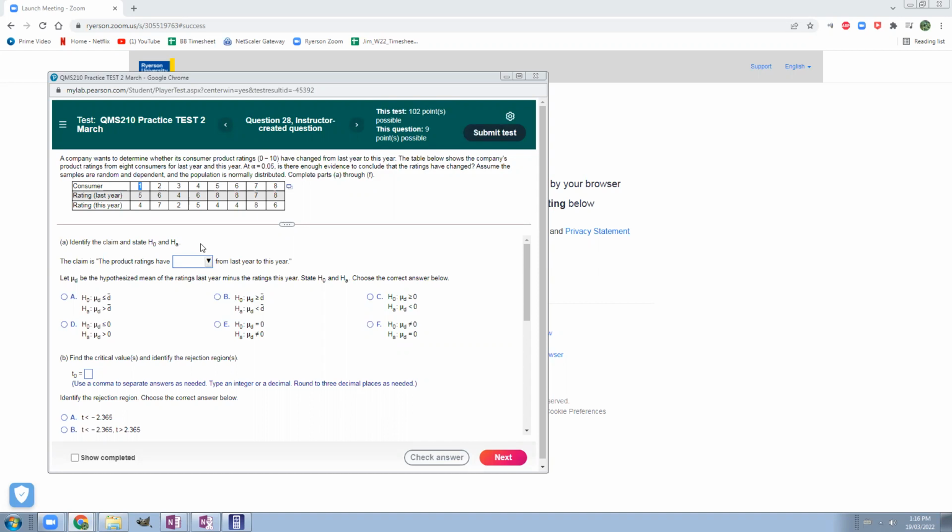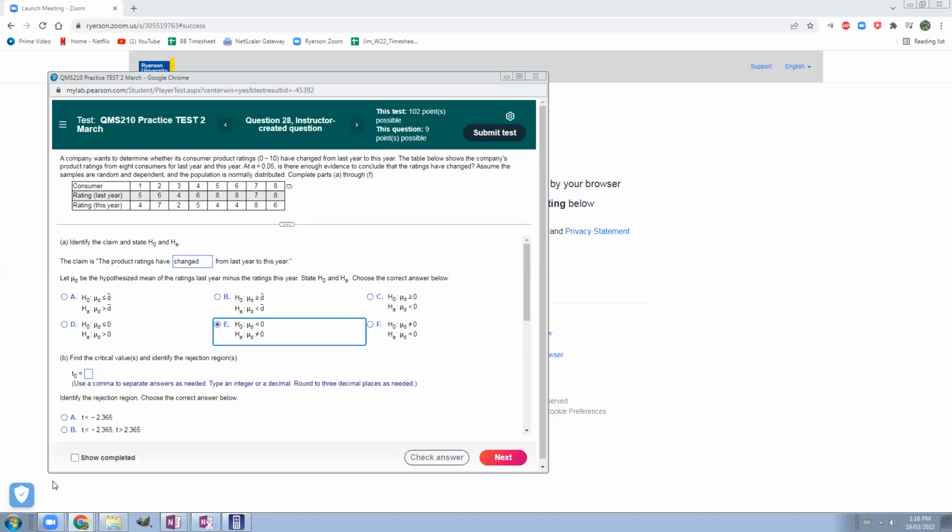The claim: is there enough evidence to conclude the ratings have changed? Right? So have they changed? That's the claim. Either the mean difference is 0, in which case they haven't changed, or the mean difference is not 0, and they have changed. So 0 versus not 0, that's this one, E. F is also a 0 versus not 0, but it's backwards, right? The null hypothesis can't have a not equal sign. That can only be the alternative. The null hypothesis has to have the equal sign. So E is our hypotheses.